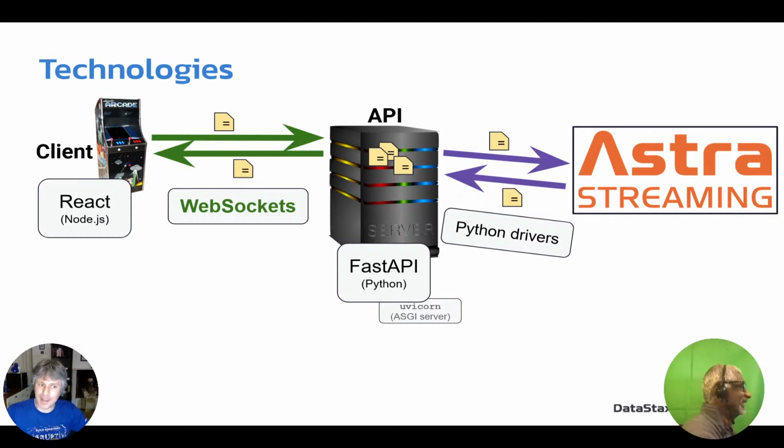So the client is in React. WebSockets between client and API. The API runs Python code, so it's server side, and that is where validation of messages takes place. FastAPI is the Python framework used for that. The API is the only actor writing directly to Astra Streaming and reading from it, so it is both a producer and a consumer of messages on Astra Streaming. And there the communication is done through the Python drivers.